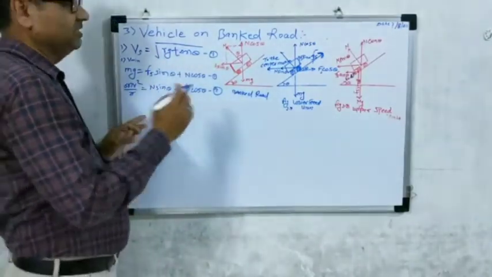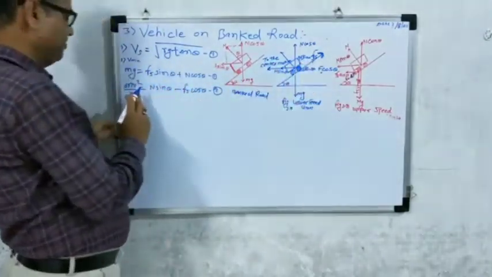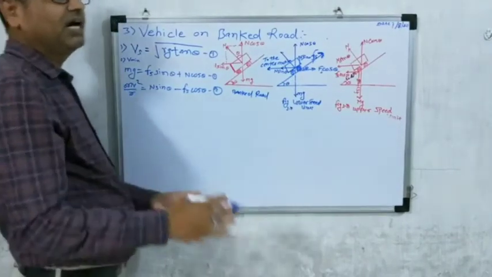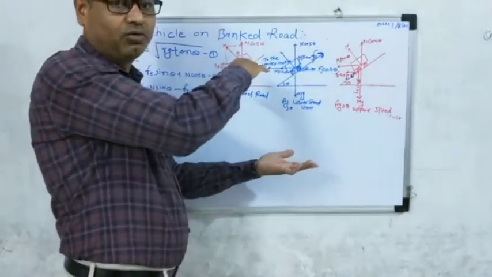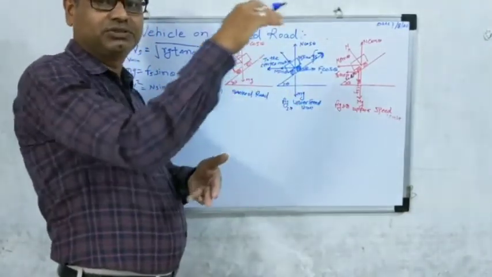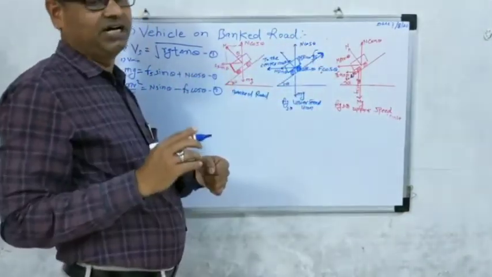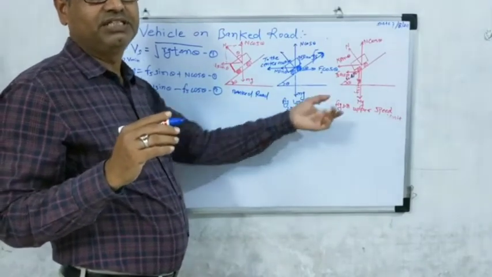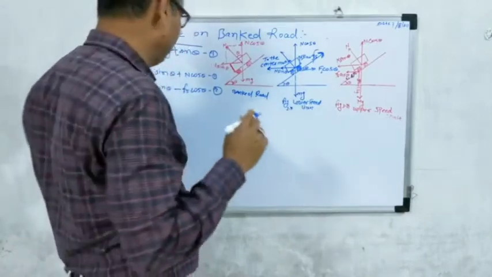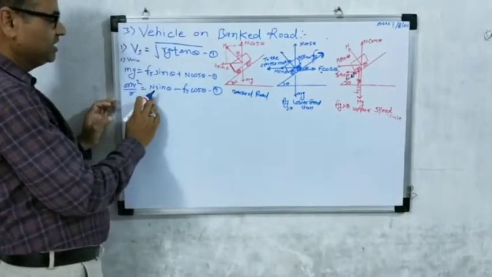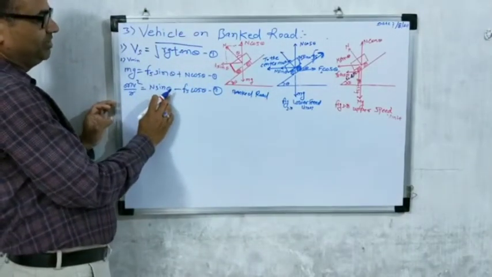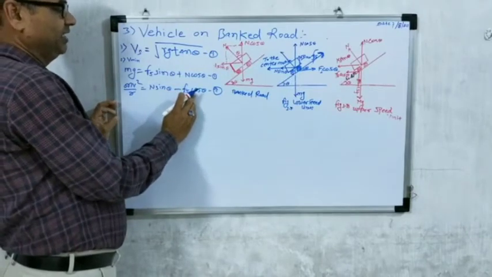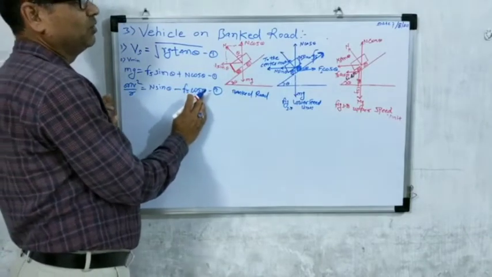And the second equation must be necessary: mv square divided by r. The car should be moving on a curved road, so the centripetal force should be necessary on the car. Then this is the centripetal force equation: mv square divided by r is equal to n sin of theta minus the force of friction provided, fs into cos of theta.